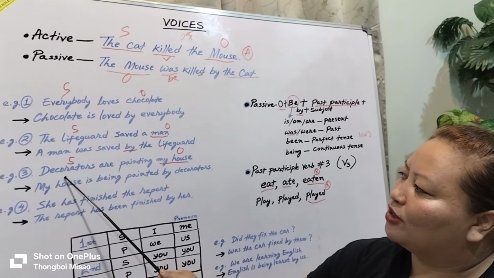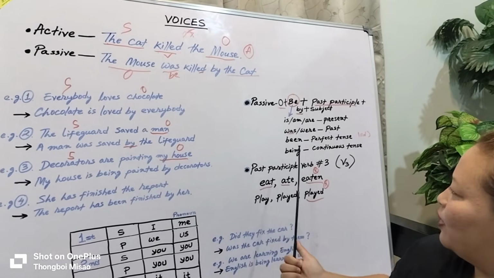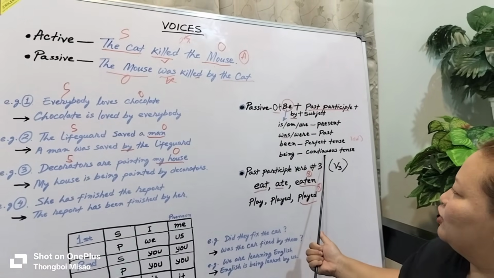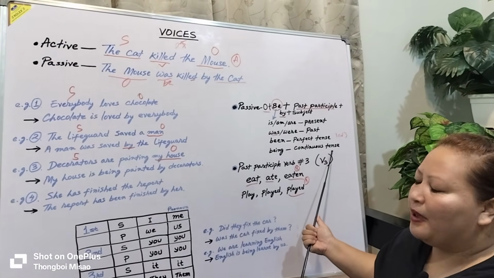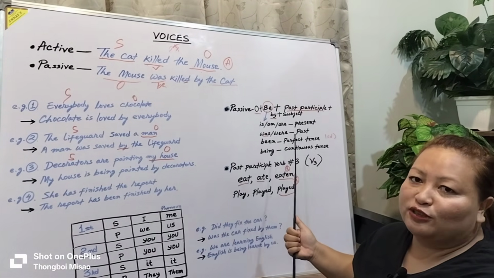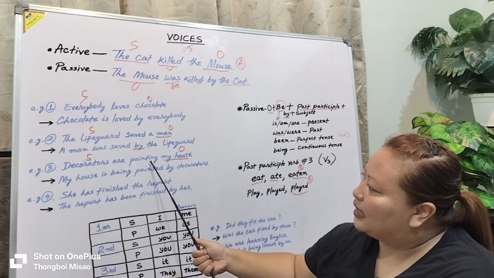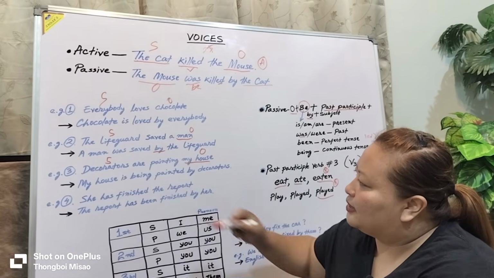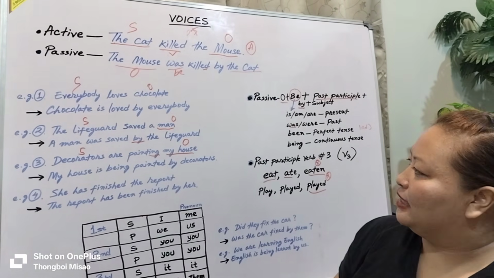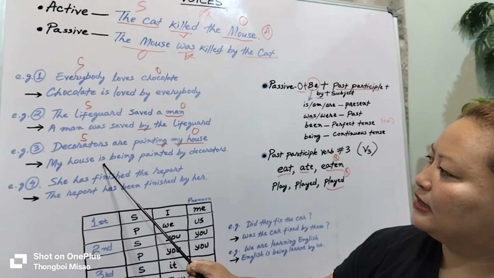"Decorators are painting my house." The "-ing" shows it is continuous tense. It may be past continuous, present continuous, or future continuous. Here "painting" is present continuous tense. Now we will see "my house", then "is being".